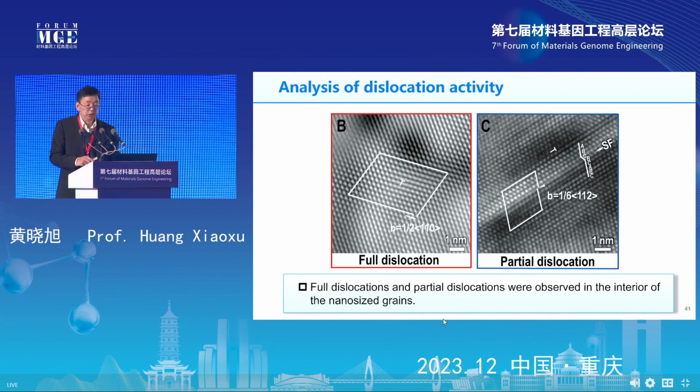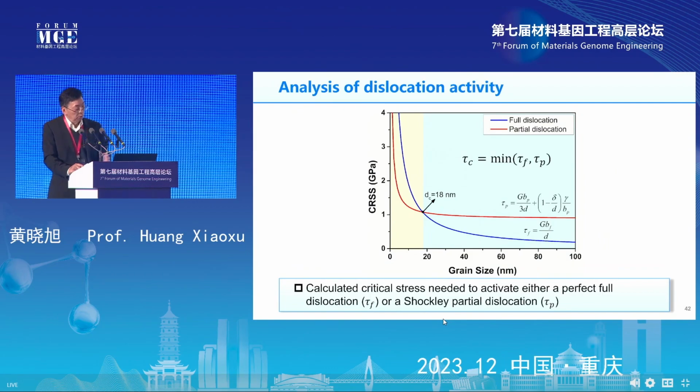First, within the high-resolution TEM, we see full dislocations and partial dislocations. In TEM, that's probably not difficult for you to see. But then we analyze why the dislocations can activate. We have grain sizes from 10 to 80 nanometers. And from theory, we know for nickel at around 20 nanometers, the activated dislocations switch from full dislocations in the coarser grains into partial dislocations in the finer grains.